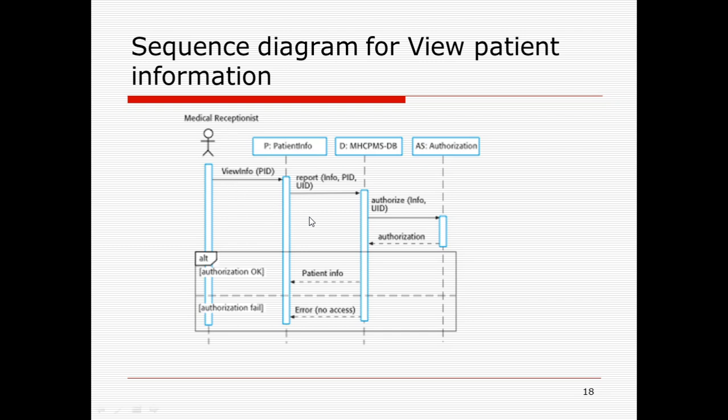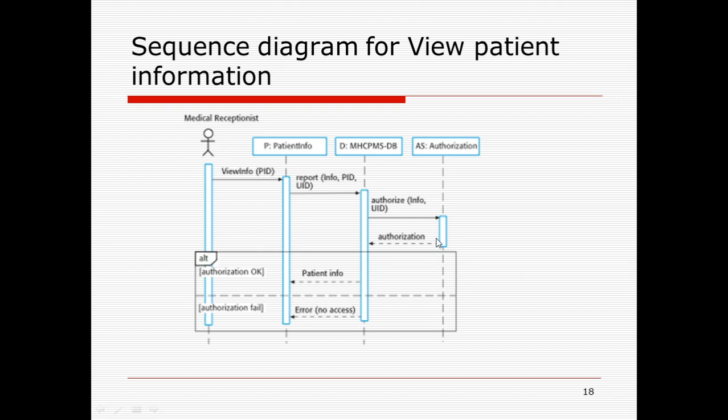This is a function of time basically. When you say from here, this side is the time, it varies through time. This interaction goes on as per the time. Now here is the record. Okay, this is the record. This is the actor, the first actor. This is the medical receptionist, and these are the objects, class objects. Three objects. One is the patient info, another is the medical healthcare database, and the authorization.